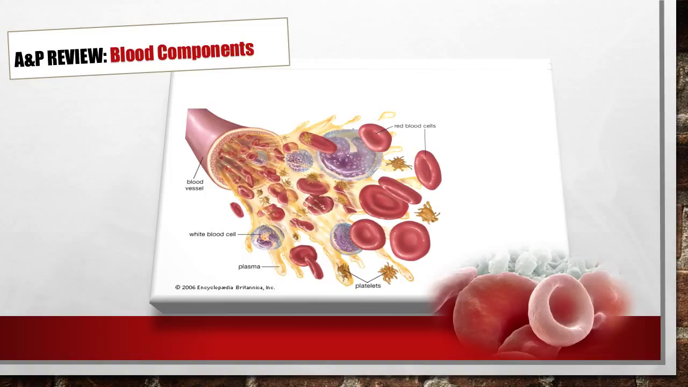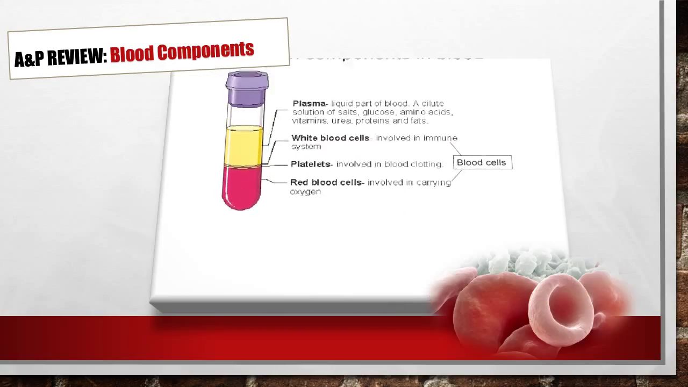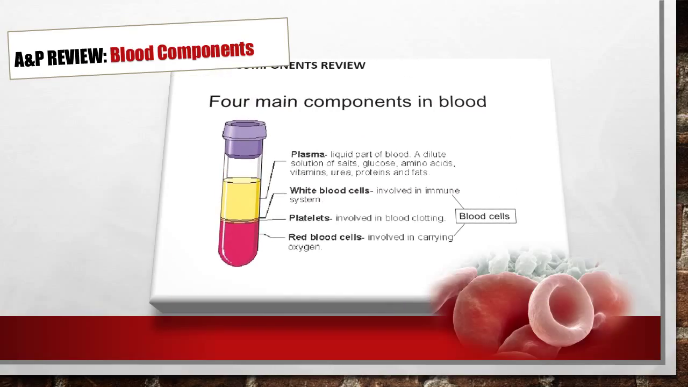Now, we're going to quickly review the blood composition. Remember that blood is composed of plasma and some blood cells, like red blood cells, as you can see in this picture here, white blood cells, and the plasma is the liquid part, and then we have the platelets there. Let's go ahead and talk about the four main components in blood.